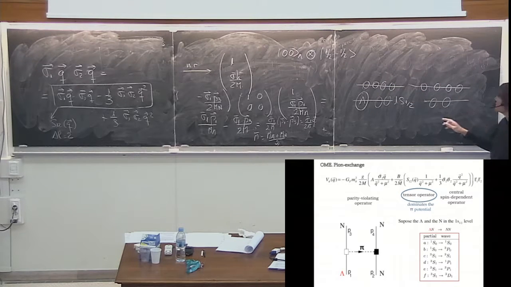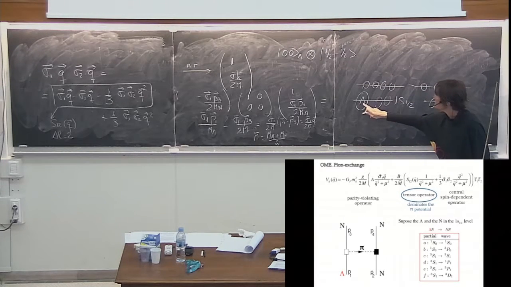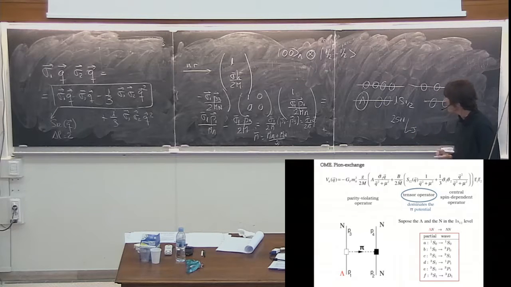And then, in a spectroscopic notation, the coupled lambda n system can have different values of L depending on where the nucleon is located, in which shell the nucleon is located, right?